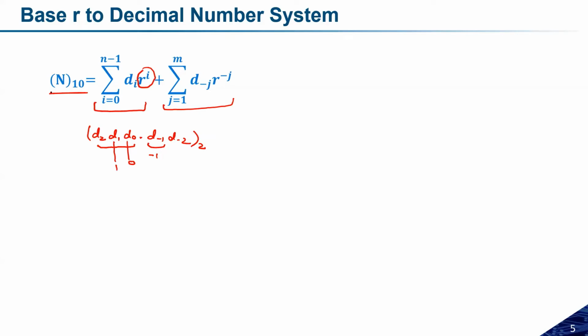Similarly, if the base is other than binary, we can do the same. Just r^i and r^(-j) change, and all the rest stays the same. If we have binary, then r will be 2. If we have hexadecimal, then r will be 16, and for octal it will be 8, and so on. Any other kind of number system we can convert. This is the simplest formula we need to consider, especially while converting any number system.